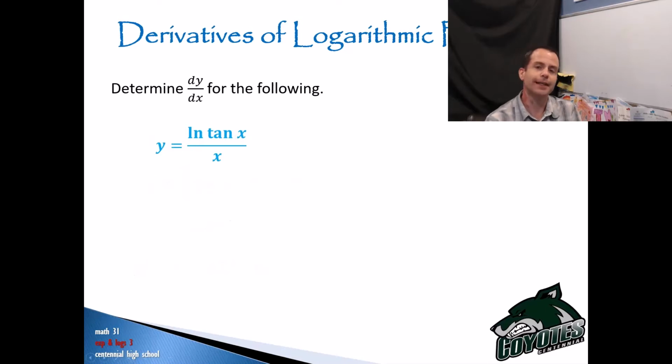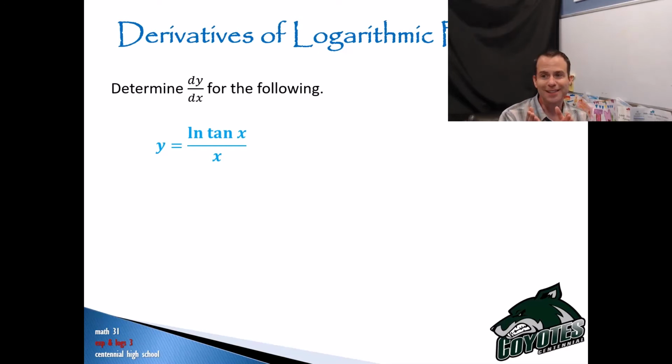y equals ln tan x over x. So we're going to throw a little trig in here. And we've got the quotient rule. Okay, so the quotient rule is derivative of f times g minus f times derivative of g over g squared. So the derivative of f, well, the derivative of ln tan x would be 1 over tan x times the derivative of the inside function. The inside function is tan x. The derivative of tan x is secant squared x.